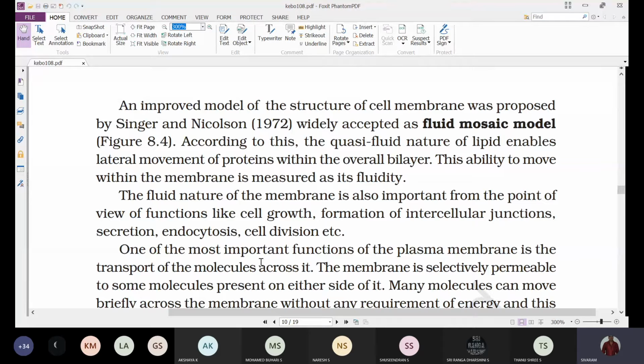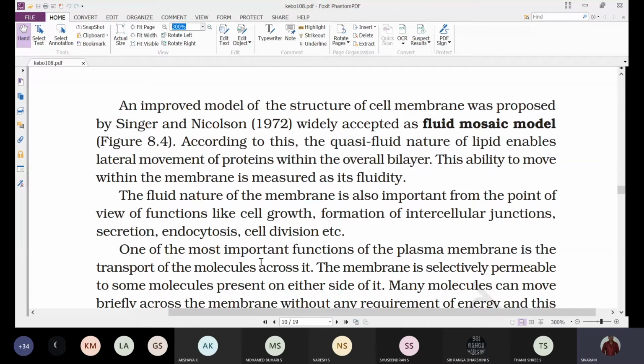So by observing this property, Singer and Nicolson proposed the fluid mosaic model of the cell membrane, which is widely accepted. Most scientists have accepted this model. According to this, there is a quasi-fluid nature, that means not completely fluid, but partially fluid. Quasi means partially fluid nature.